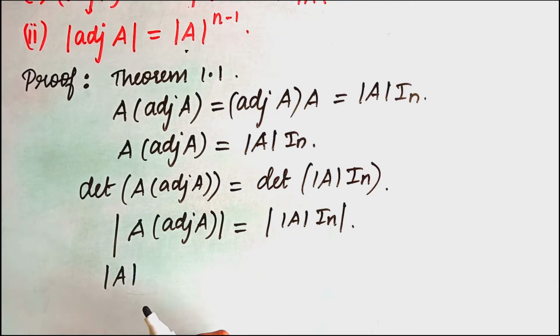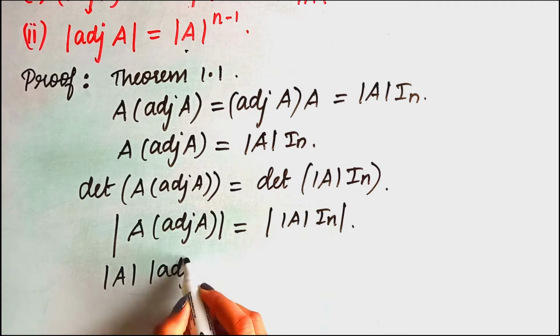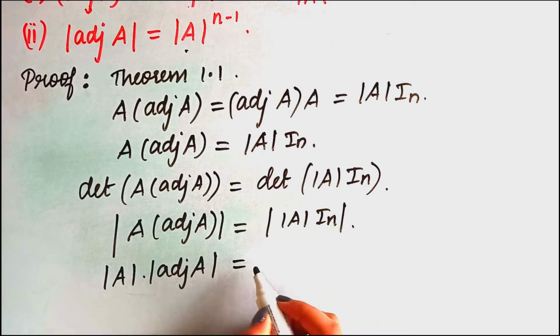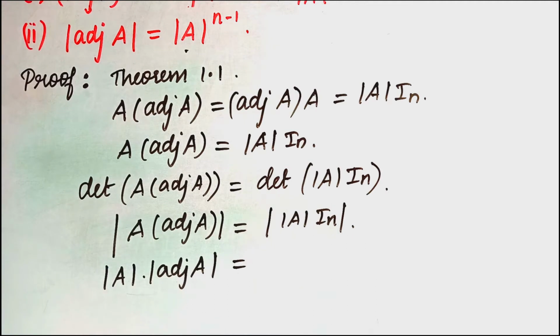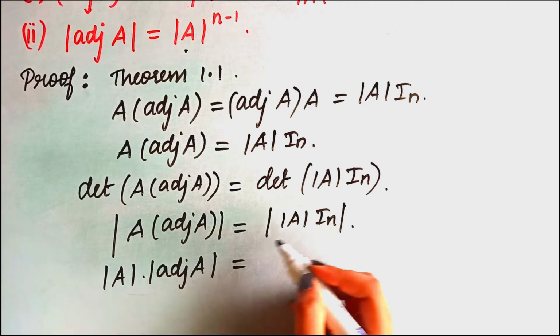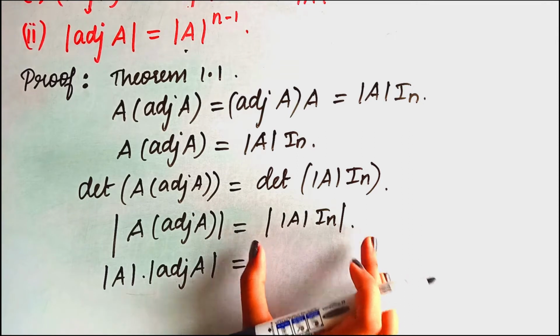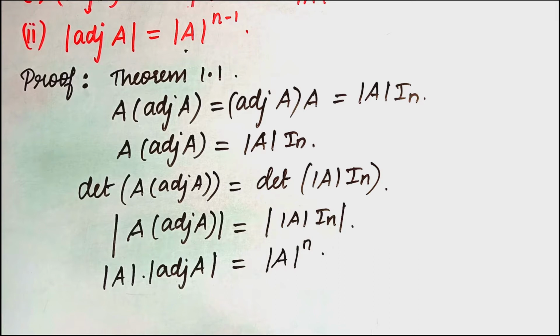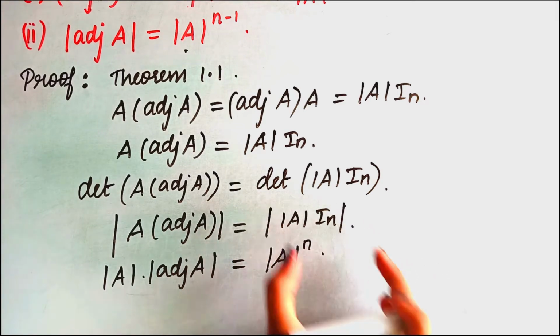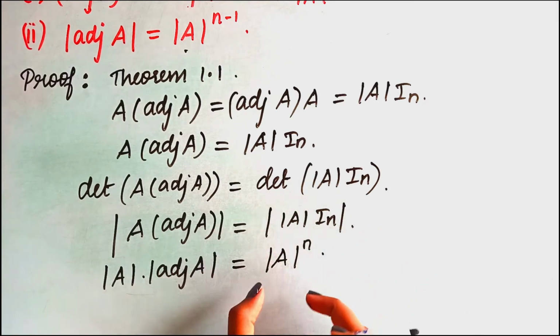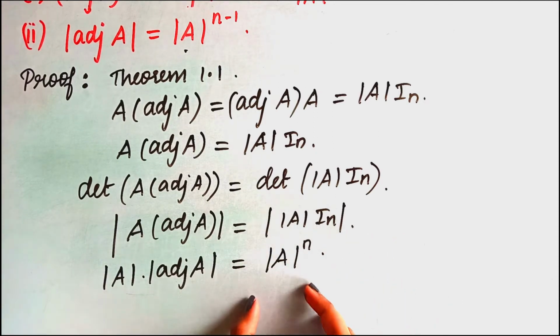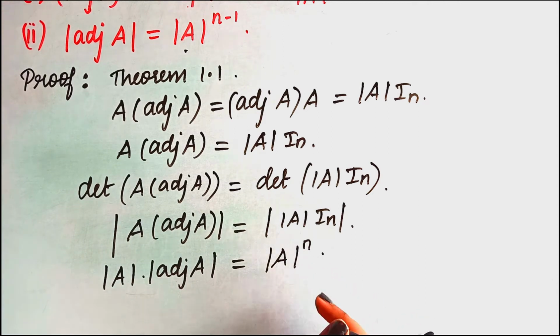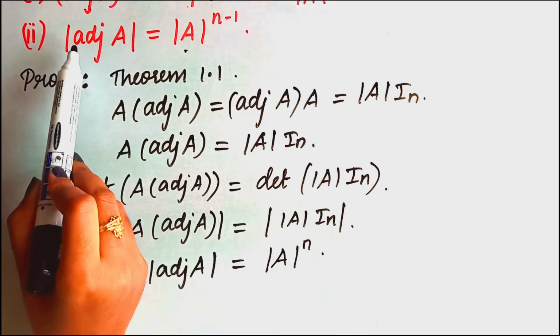For splitting, we will get determinant of A into determinant of adjoint of A, and which is equal to, so here you have to remember one thing, that determinant of A into In, this term can be written as determinant of A the whole power n. Okay, so you have to write this, and you have to just remember this. If there is a determinant of A, then you have to write it as determinant of A the whole power n.